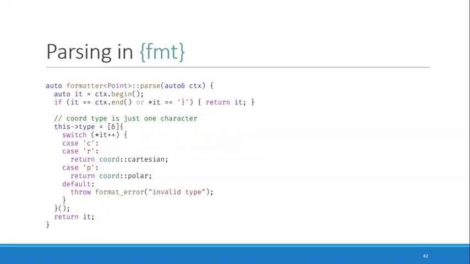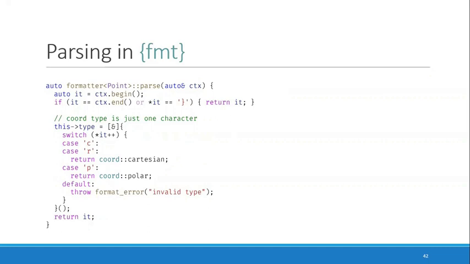If it's C or R, we're going to store our state as Cartesian. If it's P, we're going to store our state as polar. And if it's anything else, we're going to throw an exception because this isn't a specifier that we support. I don't know what the user is doing. This is wrong. And the nice thing about format is that this will cause the whole call to not compile, which is pretty nice. And then at the end, we just return the iterator.